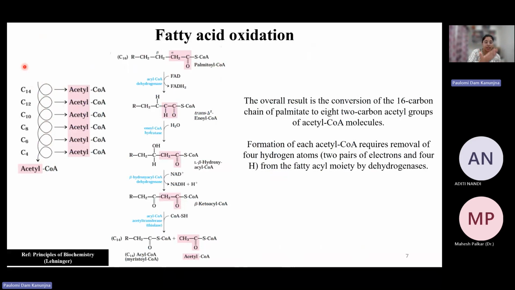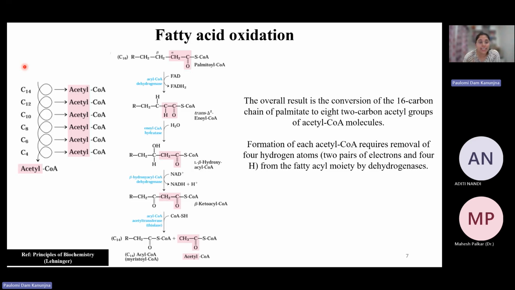So you have 14 carbons left. Again, next round 2 are removed. This way it will consecutively keep removing. You have 16 carbons, so you need 8 such cycles to break it down to acetyl coenzyme A. So 16 carbons will give you 2 carbon acetyl coenzyme A, right?